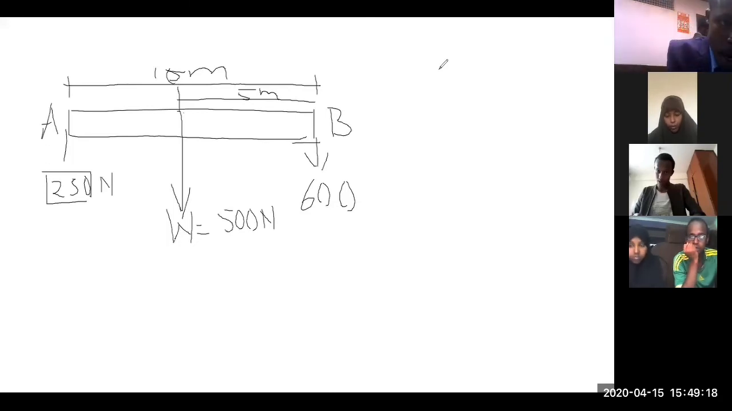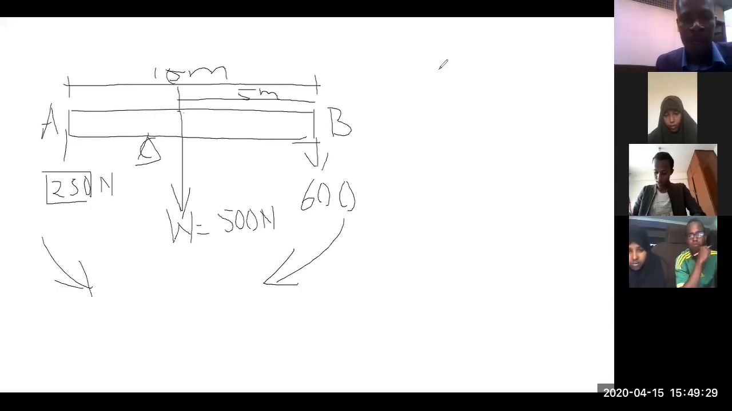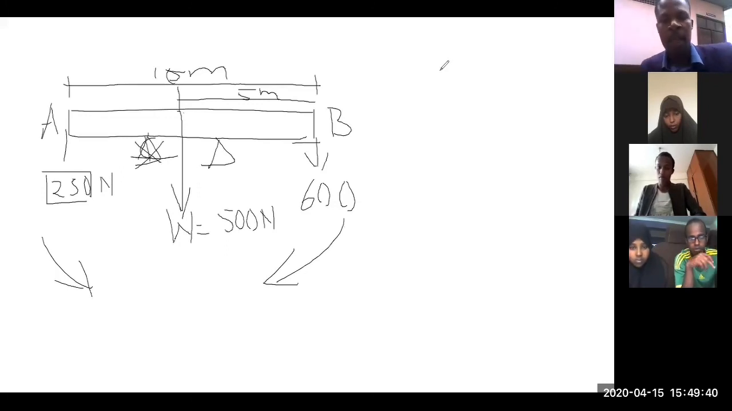If you put your pivot at this point, you see the moment on this side will be greater than the moment on this side, because we are having a lesser weight on this side. So what we expect is that the pivot must be somewhere here and not here. So it is not there. It is on this other side.